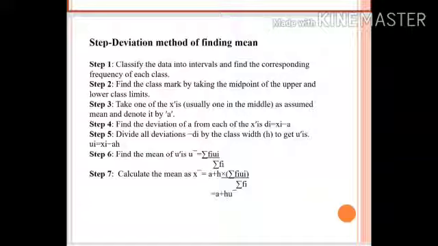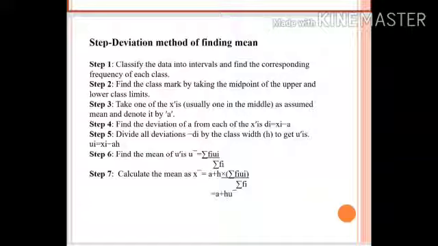First step, classify the data into intervals and find the corresponding frequency of each class. Step 2, find the class mark by taking the midpoint of upper and lower class limit. Third step, take one of the xi, usually in the middle, and usually one with a higher frequency, as assumed mean and denote it by a.